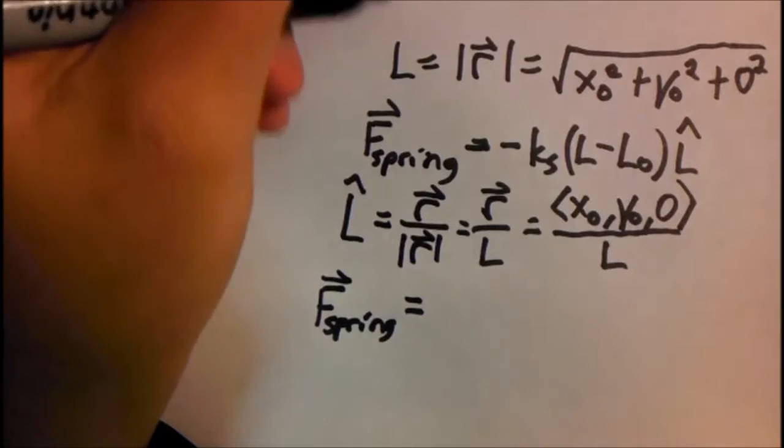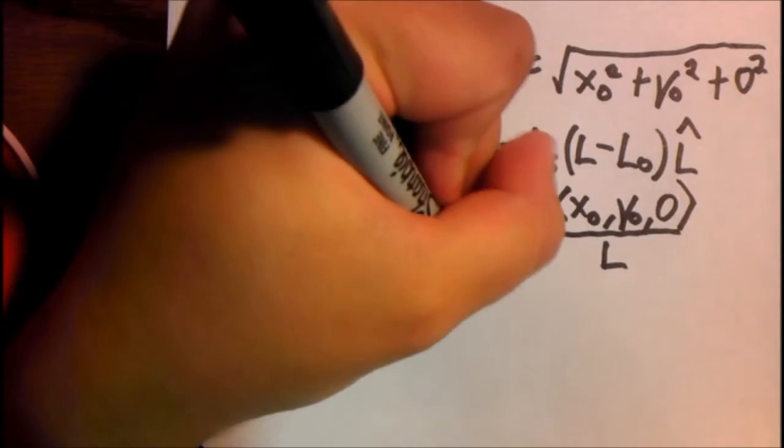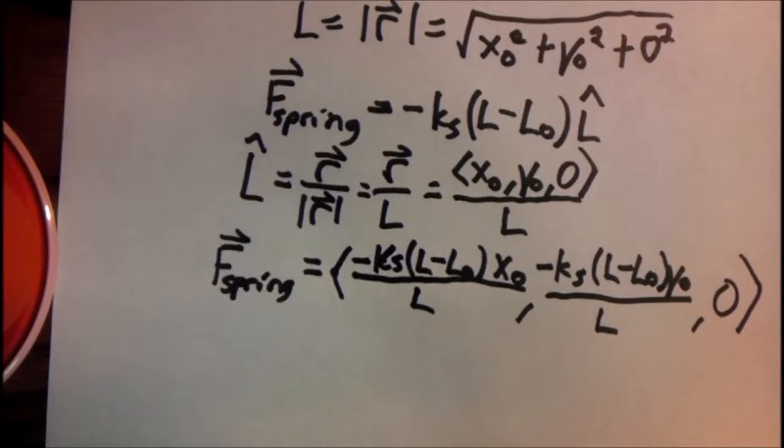F equals negative Ks times L minus L naught times the x coordinate of R, or x naught, over L. The y coordinate is the same thing, and the spring force is the same as the net force, since there are no other forces acting on the puck. This concludes 4a.